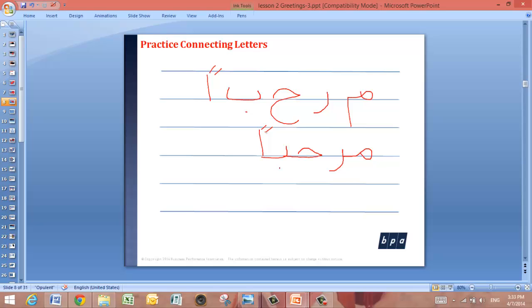So let's put the vocalization. The meme has a fatha on it. The ra has a sukoon, which is a little circle. The ha has a fatha on it, and the ba has a fatha on it. And again, you read it as marhaban.